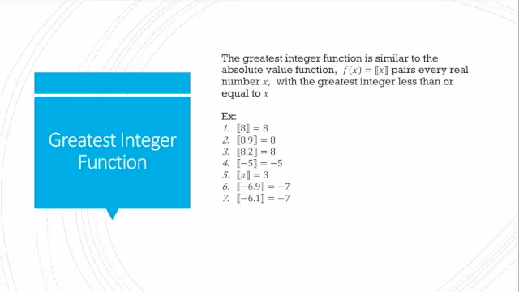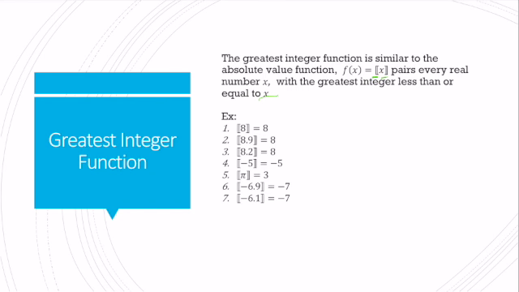The next thing I want to talk about is the greatest integer functions. This is a function, it passes the vertical line test, but it's a little different. The greatest integer function uses this notation, which is these little double brackets, and what it does is it pairs every real number with the greatest integer less than or equal to x. So pay attention to this.